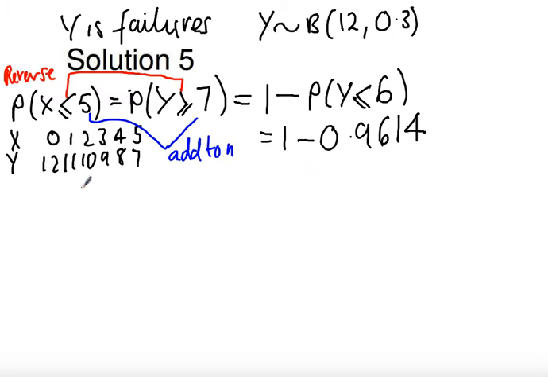Okay, so stick this into our calculator. 1 minus 0.9614. We should get an answer of 0.0386.